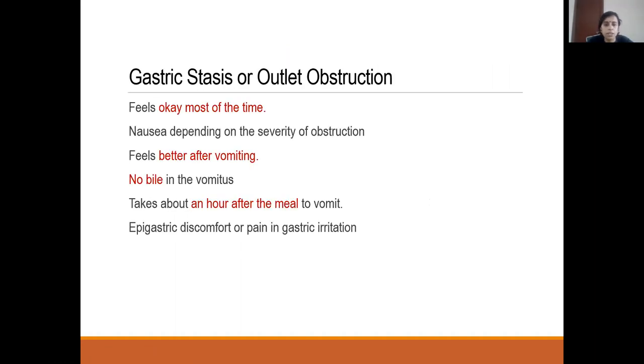I didn't see. So it can be a gastric stasis or an outlet obstruction. So what is generally seen in this situation? We will deal with it in detail next session. But this patient may feel okay most of the time, and they may feel better after vomiting. So that is one question that you can ask: do you feel better after vomiting? That can be one thing that makes us think it may be an obstruction.